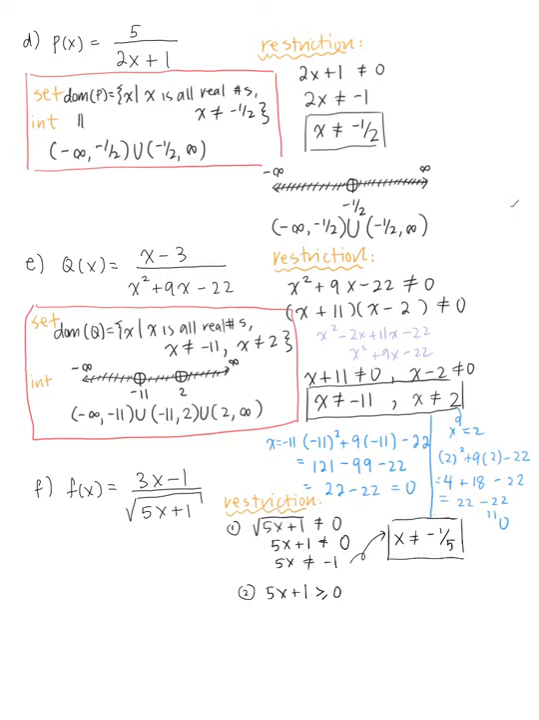And then the second restriction, this one isn't so bad. You subtract 1 from both sides. Then you're going to have 5x is greater than or equal to negative 1. So our x is greater than or equal to negative 1/5.